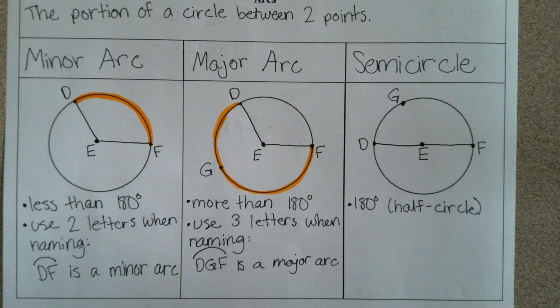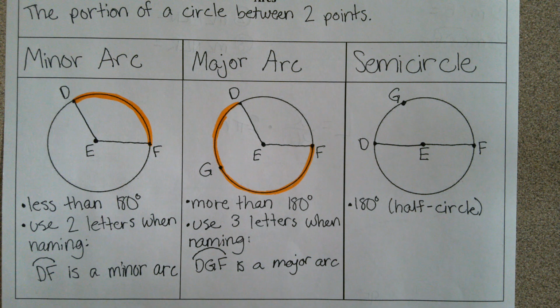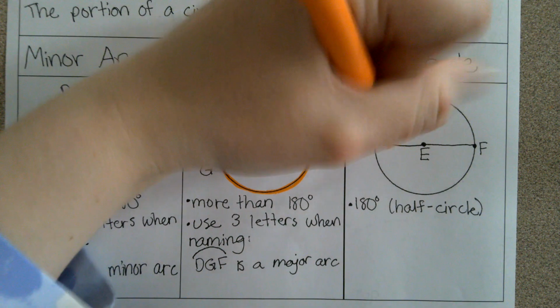Okay, last one is a semicircle. Semicircle is a half circle. So both of these are semicircle arcs. I'm just going to highlight the top one.